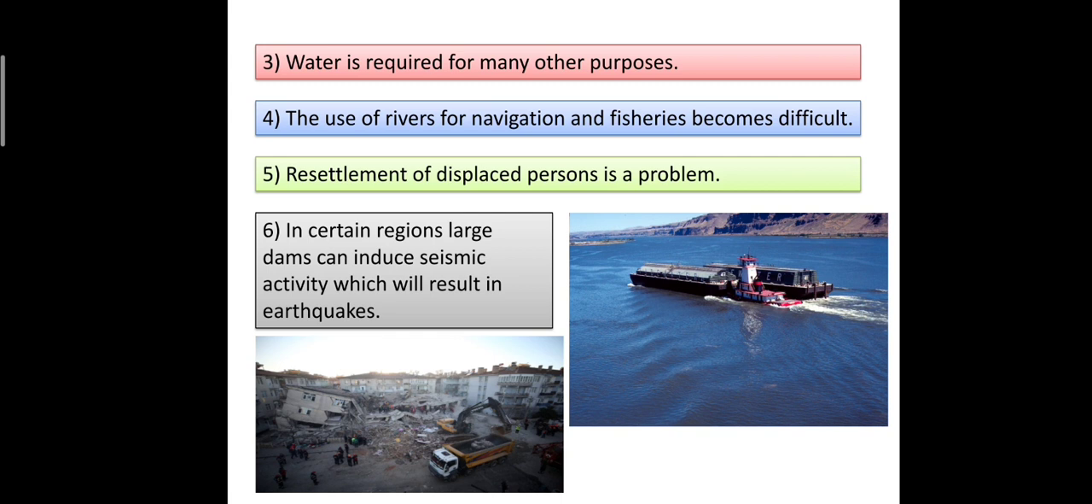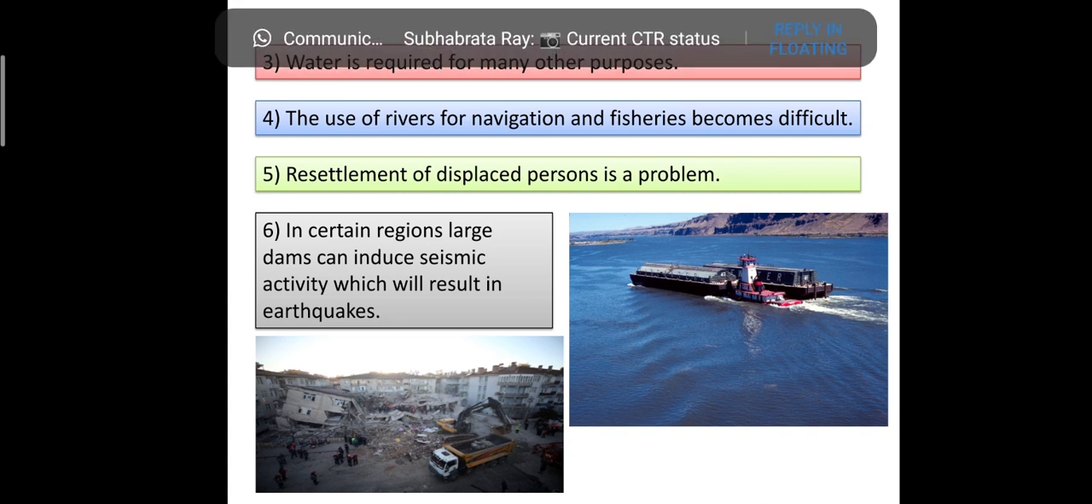The next one is that water is required for many purposes. We all know we need water for many purposes, maybe domestic use, growing agricultural crops, or industry. When we use hydroelectric power, we need gallons and tons of water. For this reason, the water available for our other uses may become very low.